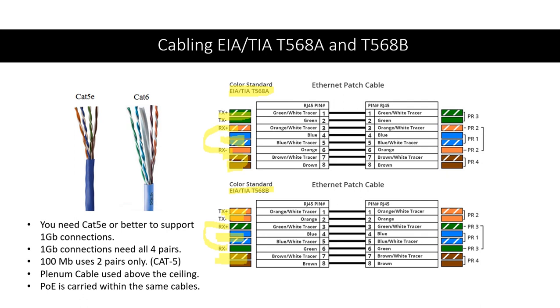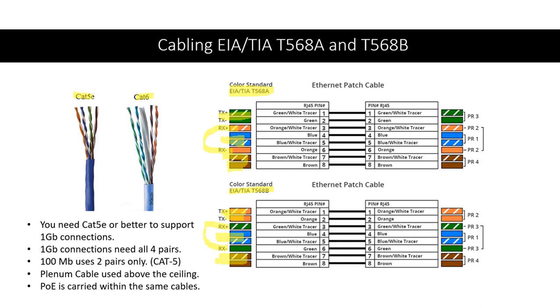Okay, there are different kinds of cables, you know, the Cat5, Cat5e, Cat6. Cat5e is what you need to communicate at 1 gig, right? For 1 gig, you require all 4 pairs. The 100 megs uses only 2 pairs. You only need the orange and green pairs to communicate, up to 100 megs, and that's Cat5 cable, right?